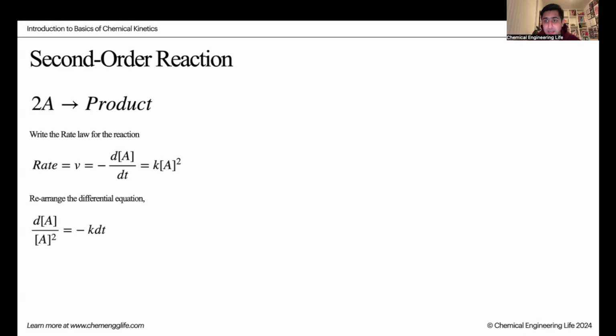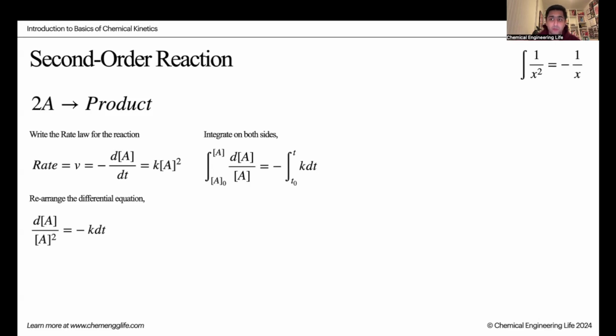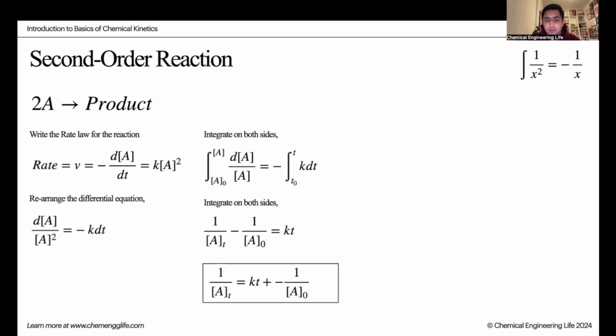We will use the exact same method as before. So if you rearrange the differential, you end up getting that. And then again, we take the integral on both sides. And we know that if you integrate 1 over x squared with respect to x, you end up getting negative 1 over x. So keeping that in mind, you end up getting that expression. So you have 1 over A at time t minus 1 over A, which is the initial concentration, is equal to kt. And by rearranging it, you will end up getting an expression that looks somewhat like this.